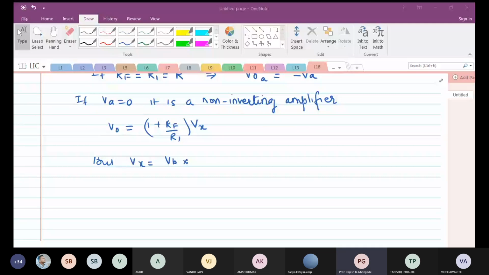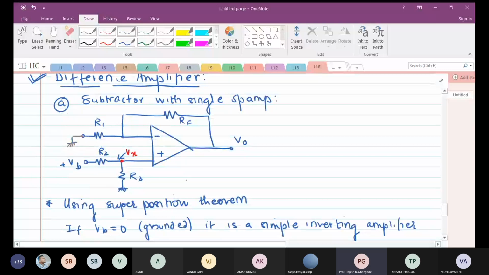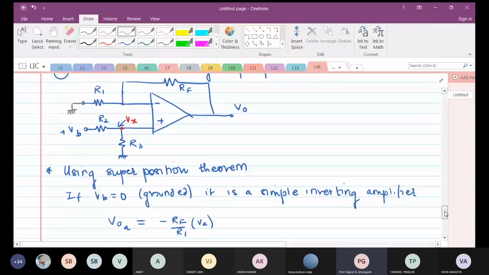So is the screen visible now at least? Yes, sir, now it's visible. So what is the value of Vx for the potential divider equation? Vb into... now is it that difficult? Can you show the circuit once? Is it visible now? Yes, sir. So Vx is Vb into R3 divided by R2 plus R3, plus R1. Yes, sir, Vx.